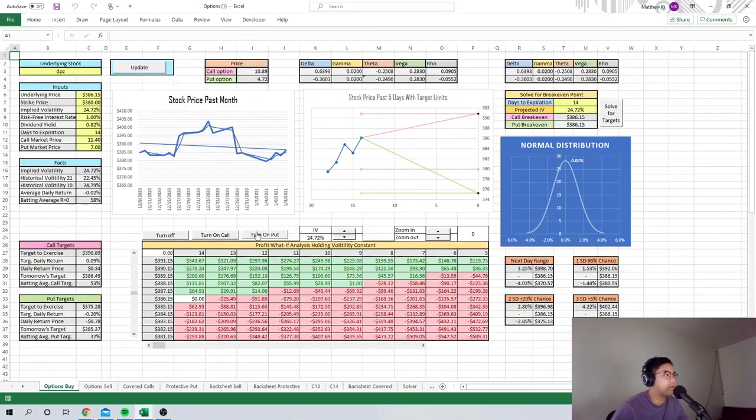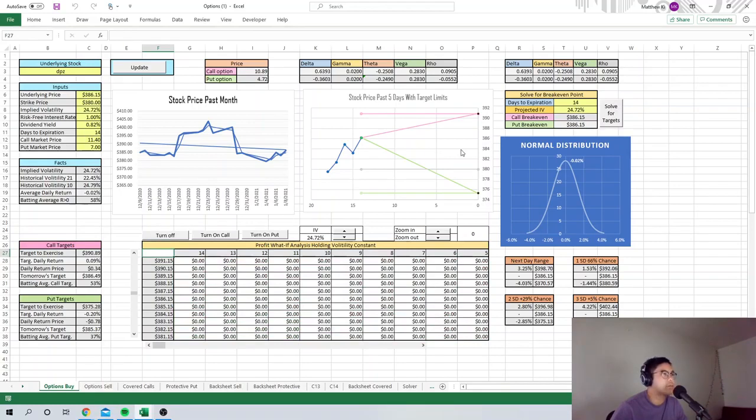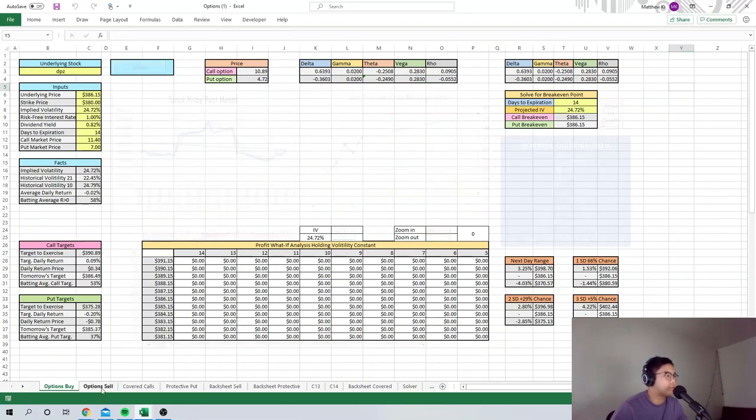All right, so the put, turn on put. It looks like that. So you can dissect that. All right, so I'm going to go to the option sell. That's it for this one. And obviously we have the Greeks, and there's a whole other thing about that.